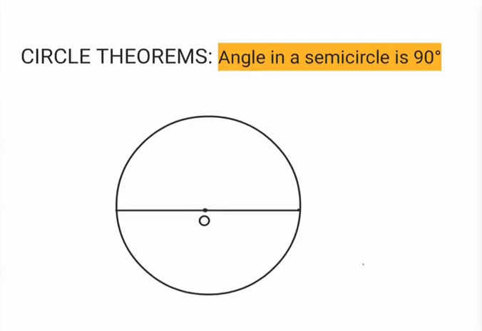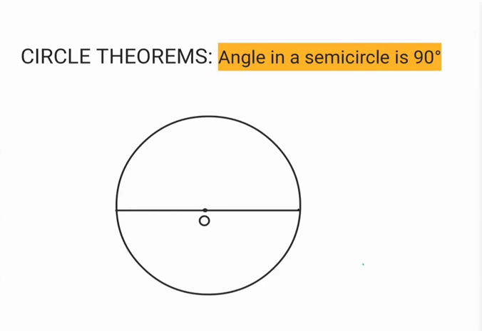Hello. Today I'm going to be going through one of our circle rules in our circle theorems. The title of this rule is: the angle in a semicircle is 90 degrees. Let's get into this theorem, understand how it works. What are the properties of this theorem?